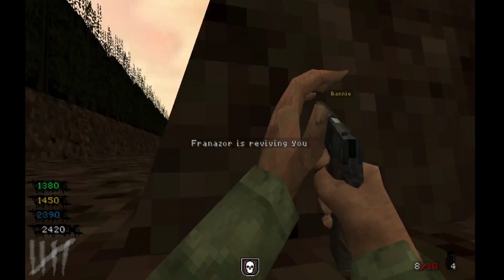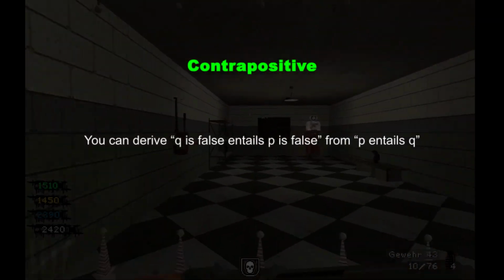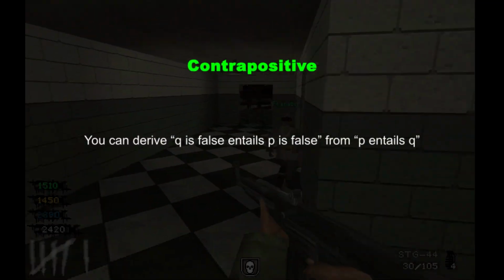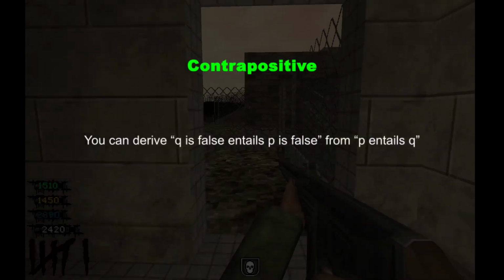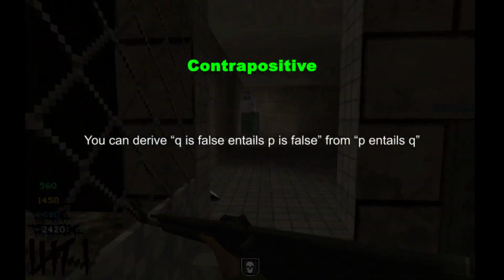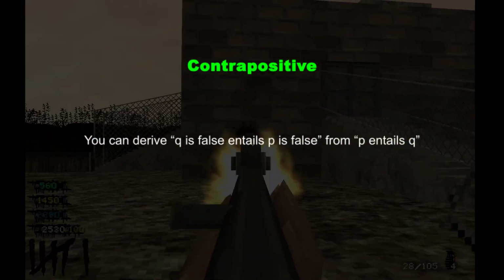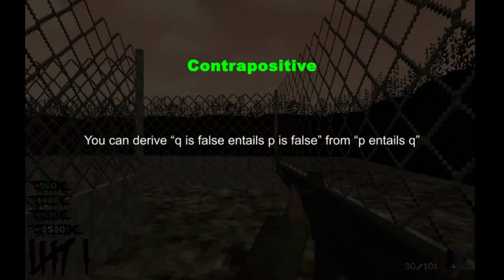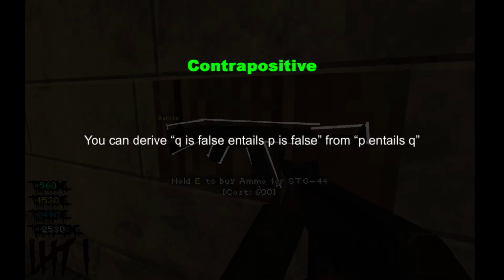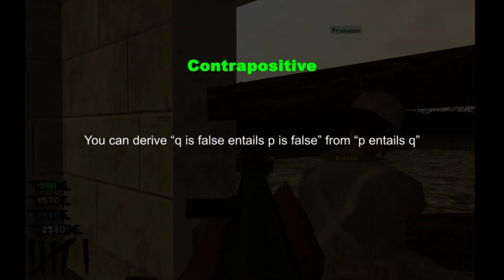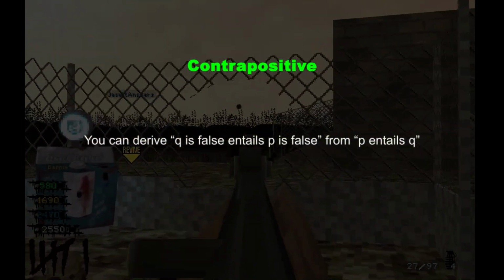Now, related to this is what is called the contrapositive. Let's say you have if P, then Q. From this, you can derive that Q is false entails P is false. This is just modus tollens, or a different way of stating the same underlying principle. If you have a conditional where P entails Q, it follows that the negation of Q would also entail the negation of P. For example, if it was raining, then my porch would be wet. From there, you can derive: if my porch isn't wet, then it didn't rain.